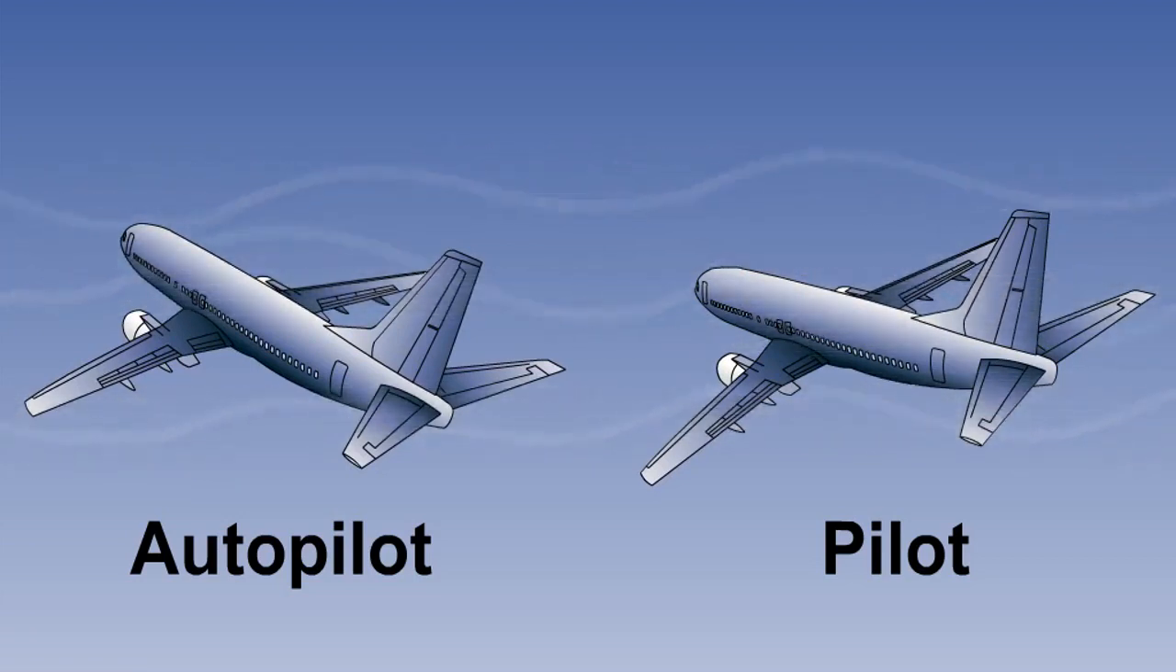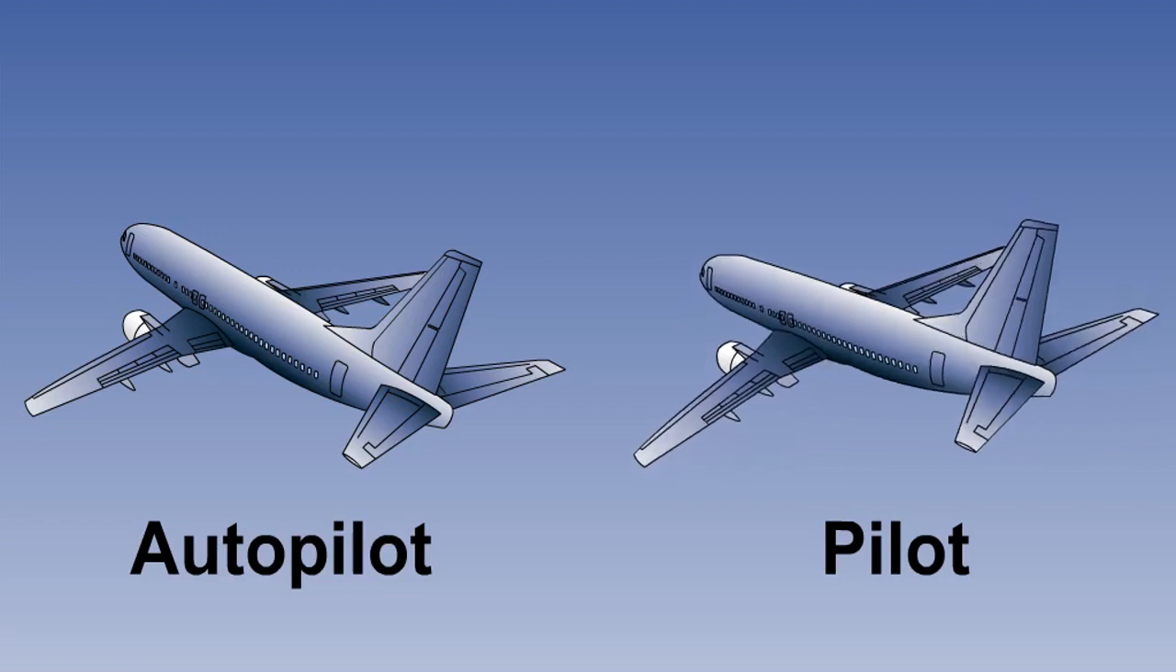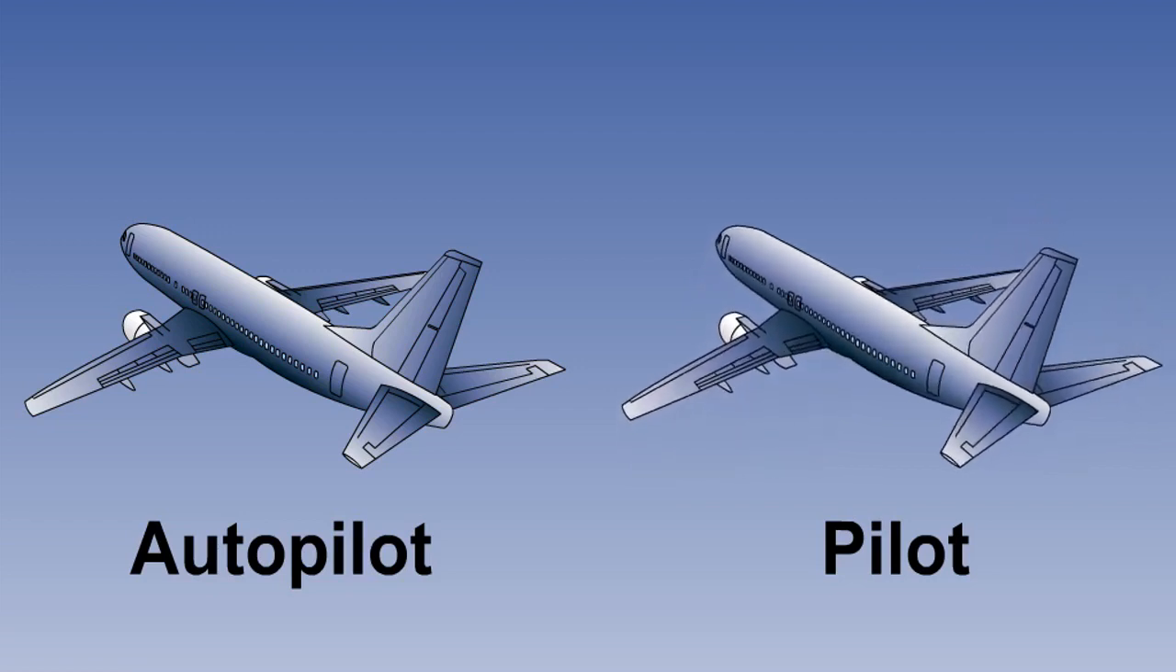It takes a pilot a certain length of time to react to a disturbance, and then still further time to decide which control to move and in which direction, whereas an autopilot has corrected the disturbance in a fraction of the time taken by the pilot to react.